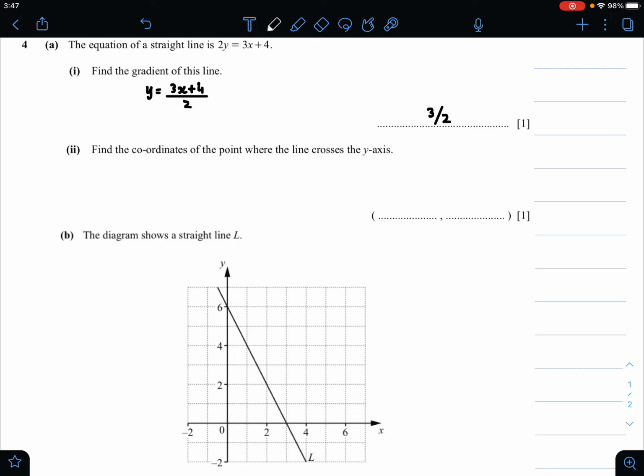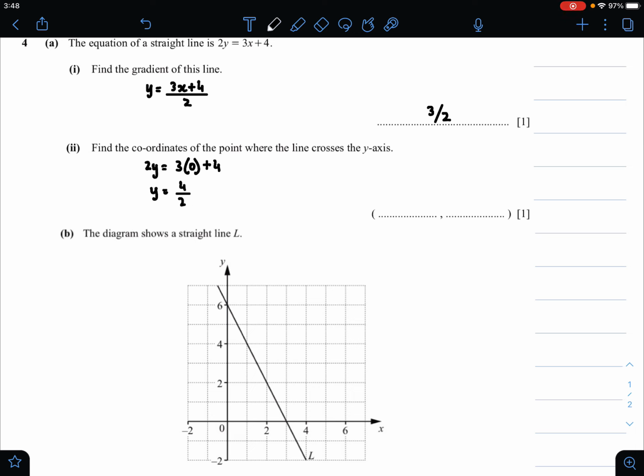Now let's move to part A2, where they are asking us to find the coordinates of the point where the line crosses the y-axis. So to find this, when the line crosses the y-axis, the x coordinate has to be 0. So all we need to do is substitute x as 0. So if the equation is 2y is equal to 3 times 0 plus 4, then all we need to do is solve for y. So let's take 2 to the other side of the equation. So it will become y is equal to 4 divided by 2, because 3 times 0 is 0, so 0 plus 4 is equal to 4. Therefore y will be equal to 2, and therefore your coordinate of the point where the line crosses the y-axis, my bad, would be 0, 2.